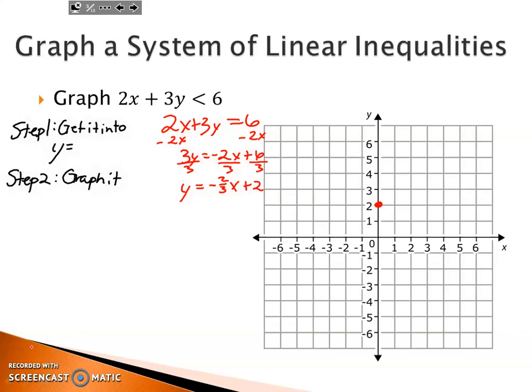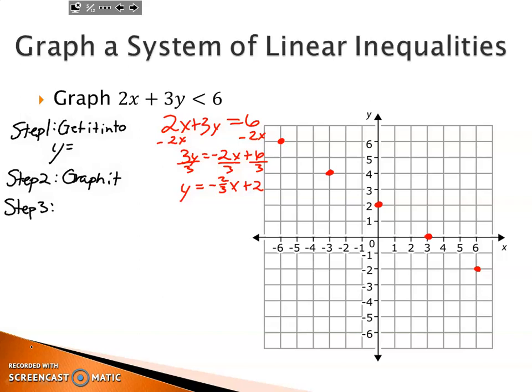And I've got a slope of -2/3. So I can go down 2 to the right 3, down 2 to the right 3. I could also go up 2 to the left 3, up 2 to the left 3. Either one of those would work. Okay? So I'm ready to graph that.